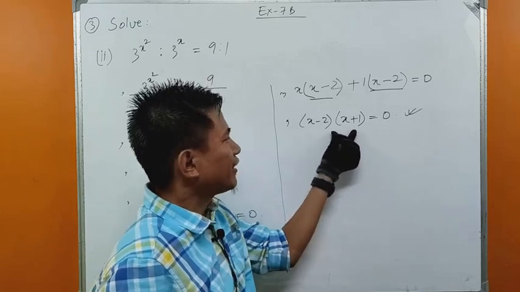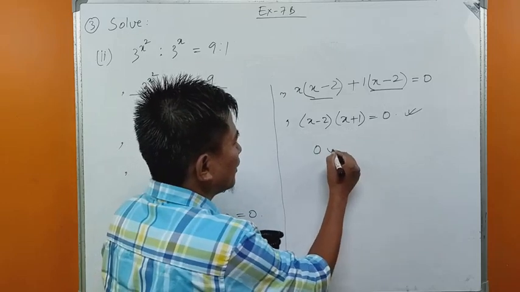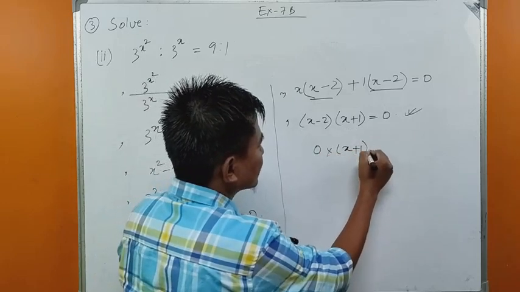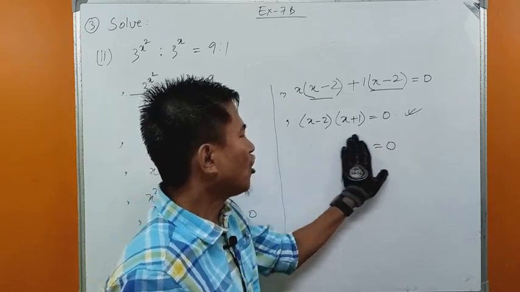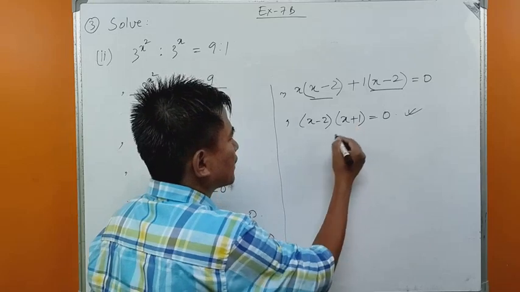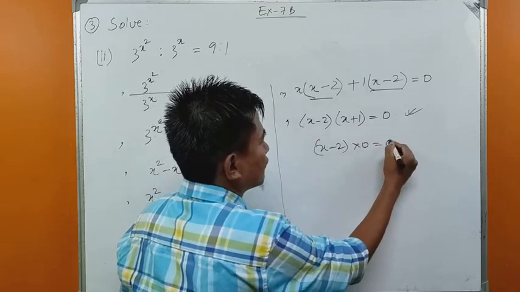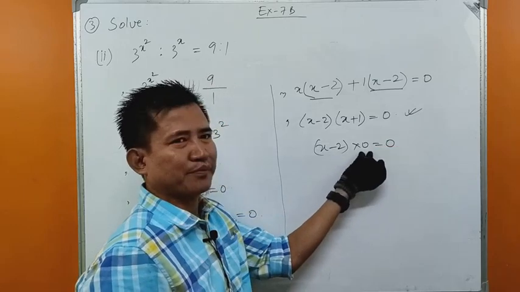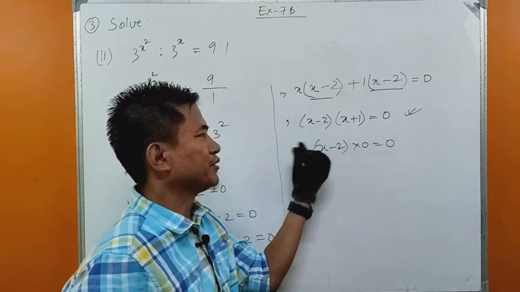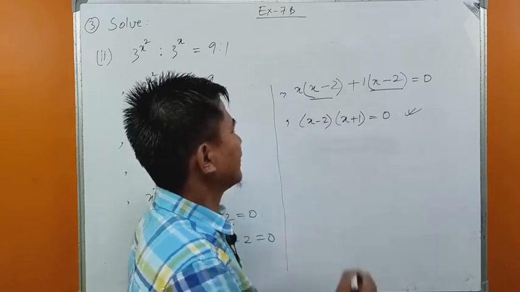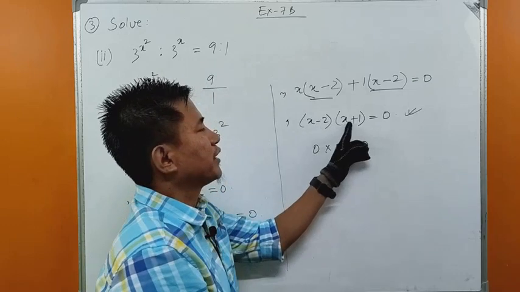So to make 0 in the left hand side, either this number should be equal to 0. So 0 into (x plus 1) gives us 0, because 0 multiplied with any number gives us 0. Or you should have x plus 1 as 0. So (x minus 2) into 0 gives us 0, isn't it? Are you getting me? Either this number should be 0 or this number should be 0. Or you can also write 0 into 0 equals 0. Or both of them should be 0.